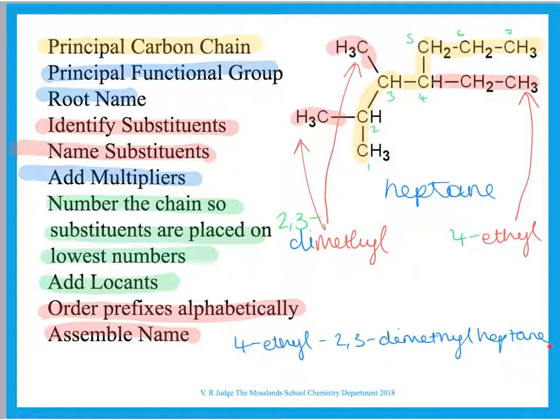So it tells you what the root is, it tells you what substituents you've got or what branched parts of the alkane you have got, it tells you where those parts are located, and just to make it systematic and so that everybody's calling everything the same thing, these are listed in alphabetical order.